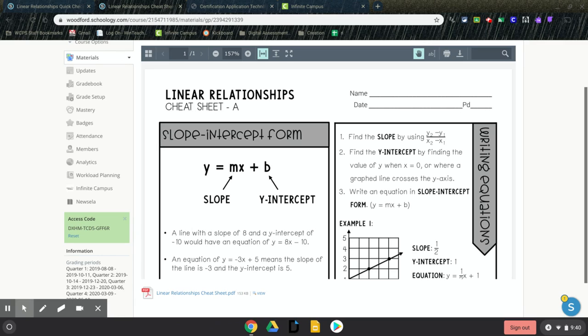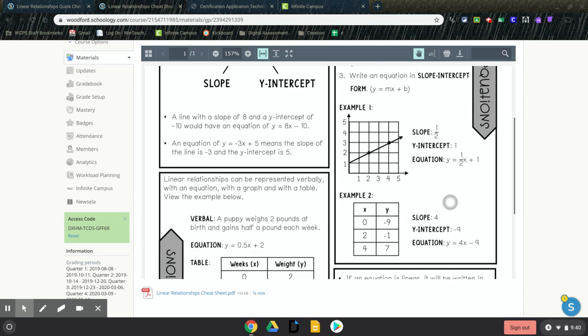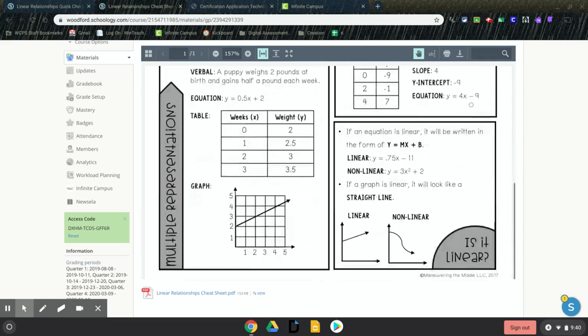So today, you are going to be looking at linear relationships. Remember to start out with your cheat sheet here and to let your cheat sheet help you out as you are completing the review problems.